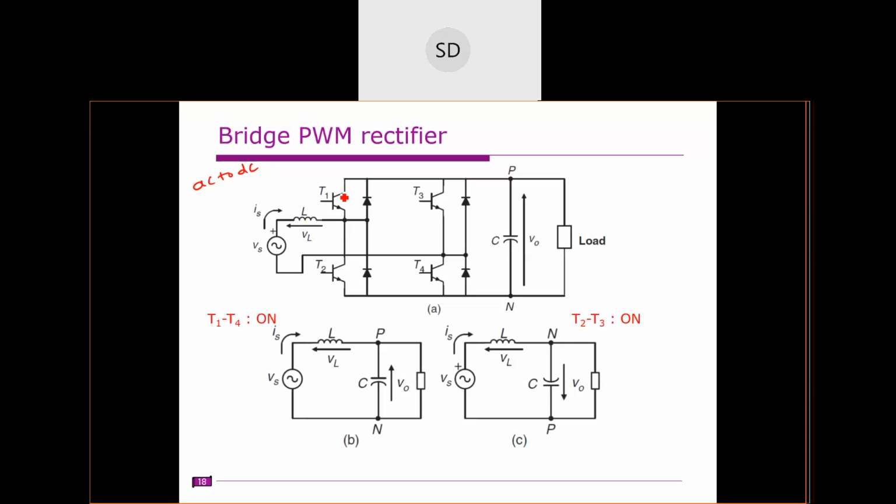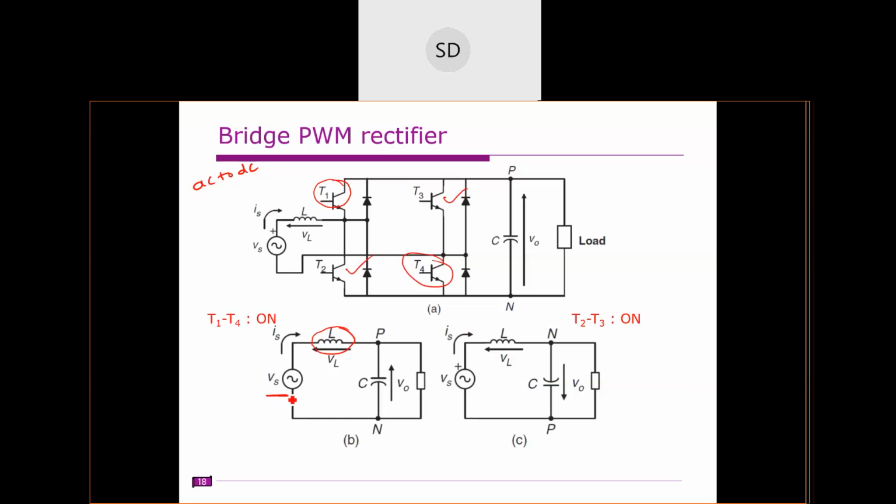Here T1 and T4 are operated together, with the opposite switches T2 and T3. Again, in all these PWM rectifiers this inductor is a must. Why is it a must? Whenever you are trying to control the current, the inductor is always necessary. We can only perform current control operation when you have an inductor in the circuit.